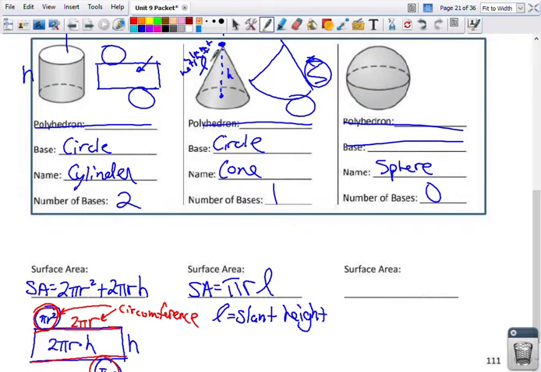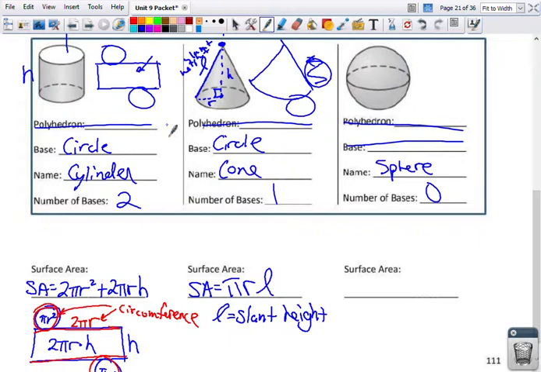Don't know why I wrote that. You can't even read it. Okay, so you just plug and go. You may have to find the slant height. If you're given the height, you could use the radius here. That's the radius. You've got a right triangle, so you might have to find the slant height. But you can do that because you know a lot of stuff about a right triangle.